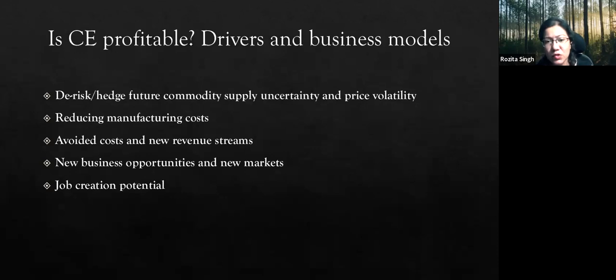And of course, needless to say, it does lead to a new movement in terms of looking at new business opportunities, new markets opening up, but also job creation. The potential of job creation in this industry is really high, because we're talking about high quality, labor intensive recycling and upcycling activities. We see a lot of entrepreneurship models and startups coming in the space of waste management and circular economy. So there are a lot of benefits in terms of looking at how businesses should be adopting this.